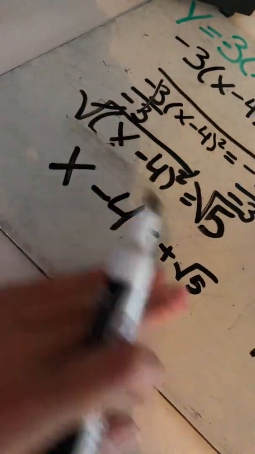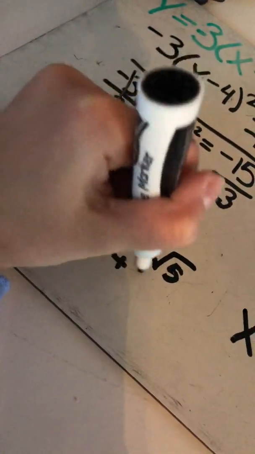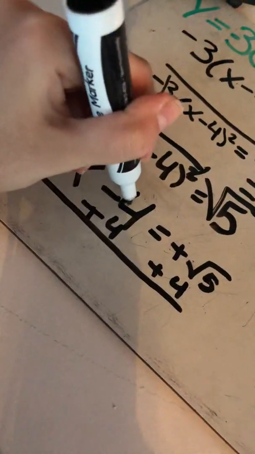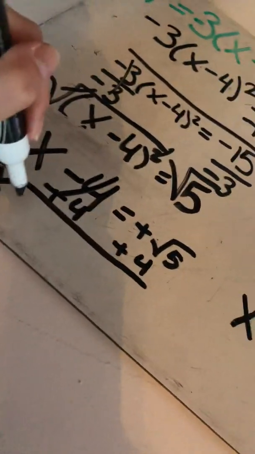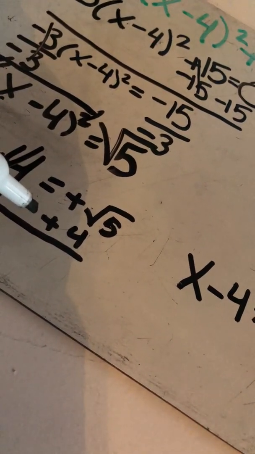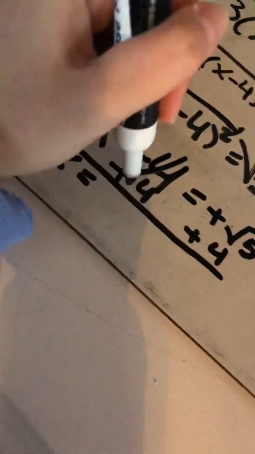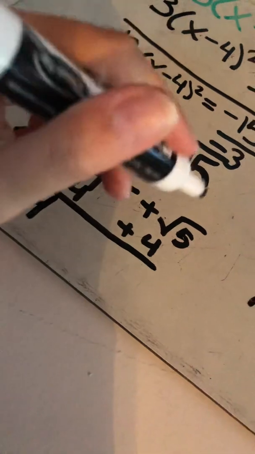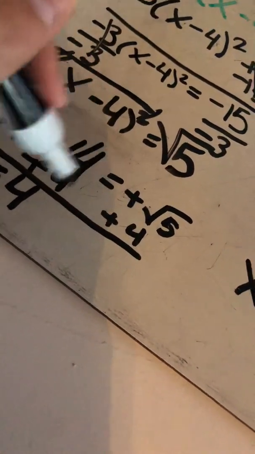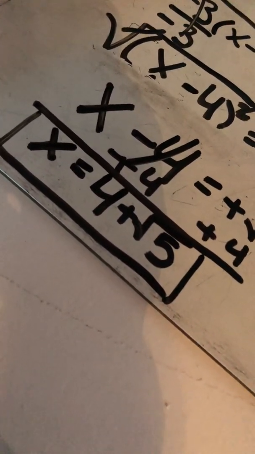Now I want to move this 4 to the other side, so I get the x by itself. So if this is subtracting 4, we need to add 4. Now I'm left with x on the left. And do we know how to add the square root of 5 and positive 4? No, we don't. What we do is we leave the whole number in front, 4, and the radical afterwards. So plus the square root of 5. That is one of my roots: x equals 4 plus the square root of 5.